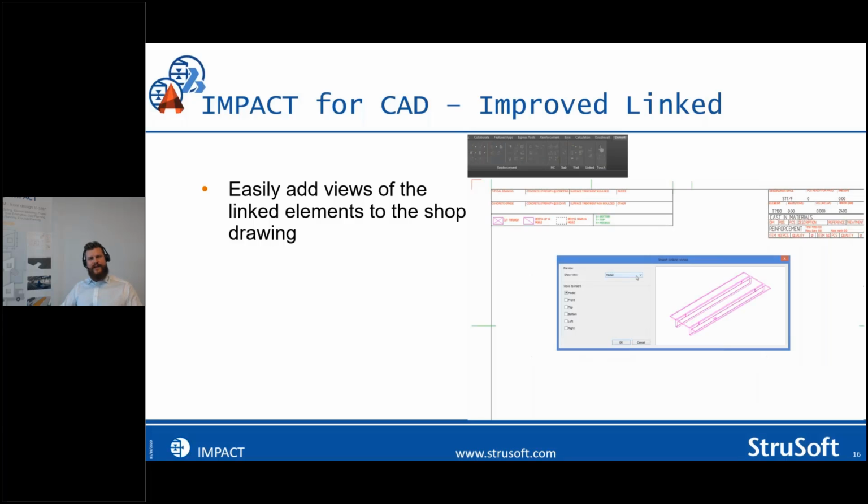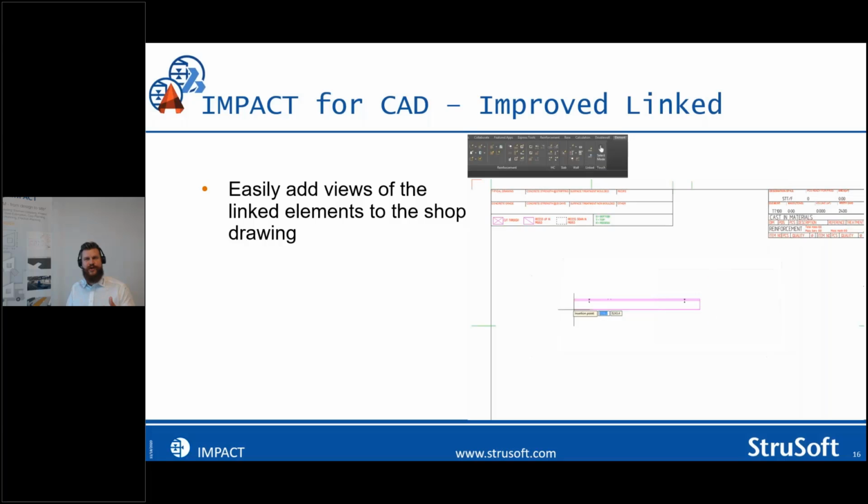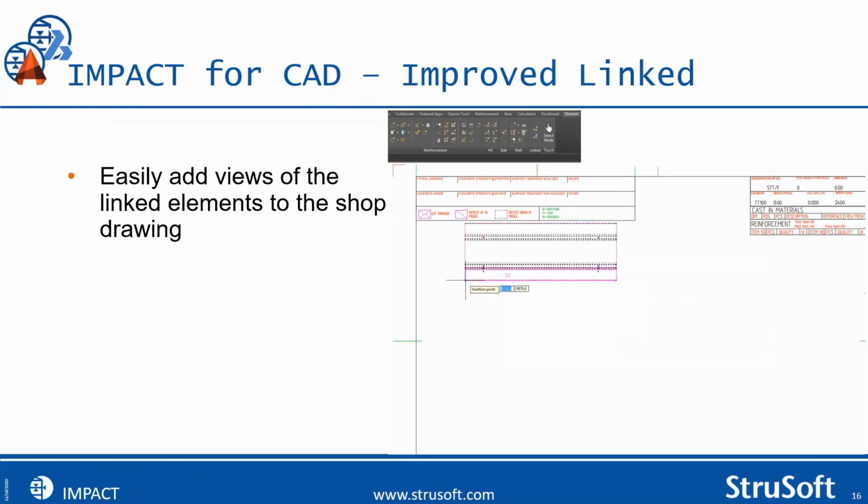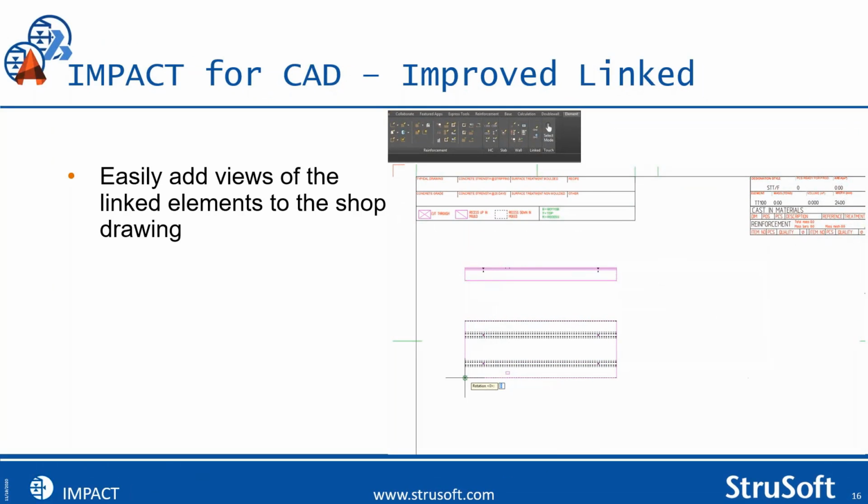So that means that when you do your linked element in 3D, it could be anything. It could be stair, it could be foundation piling, it could be anything. In this case, just for the sake of showing it, it's just a double T, even though a double T is a thing.